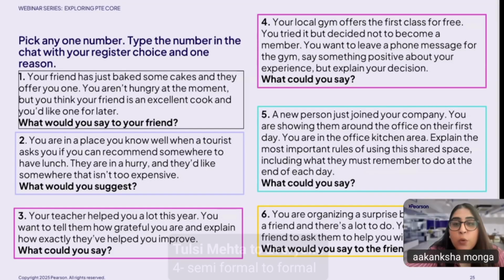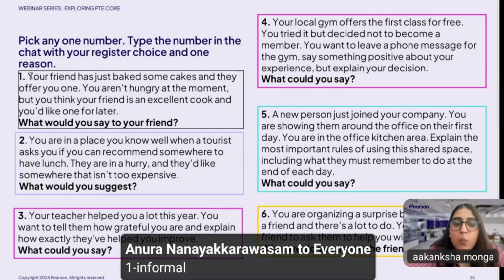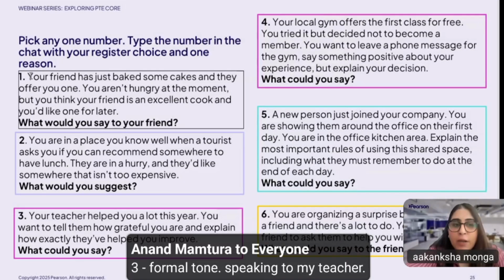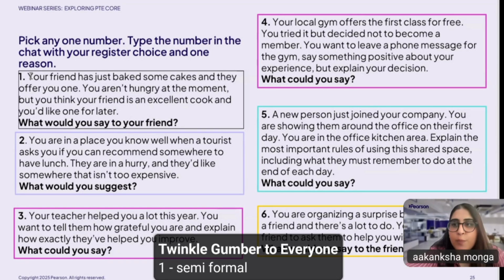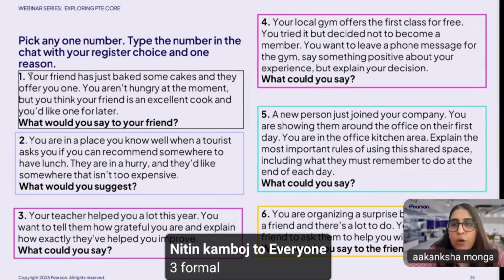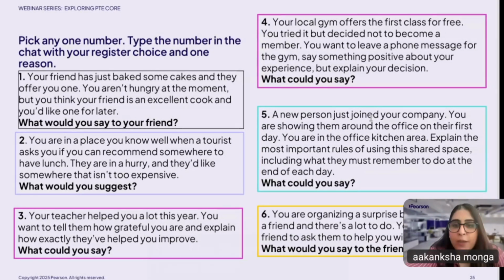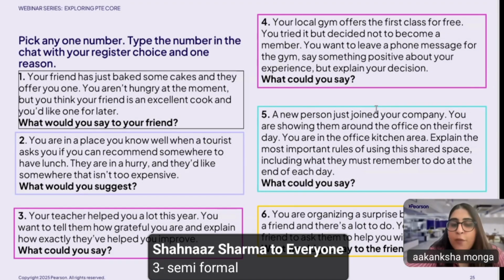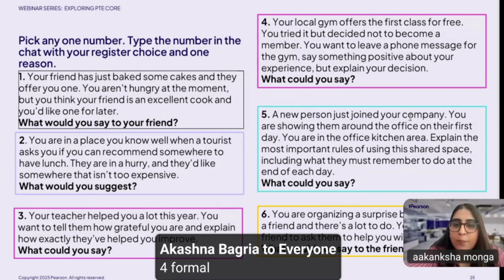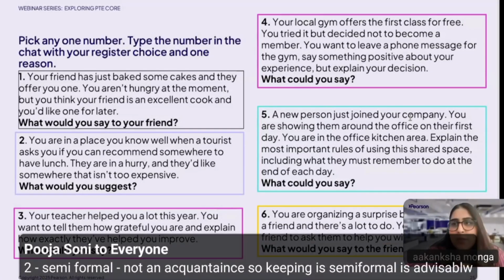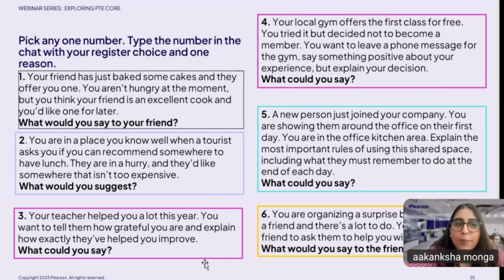These prompts focus on the relationship. Number one talks about talking to a friend, so an informal tone would be more natural. That's more appropriate here. If you're talking to someone in prompt 5 who's a new person who's joined your company, you've chosen a semi-formal tone, which is not too formal, but not too informal because you don't know them, but you might be working with them. So absolutely correct. Thank you for choosing these.